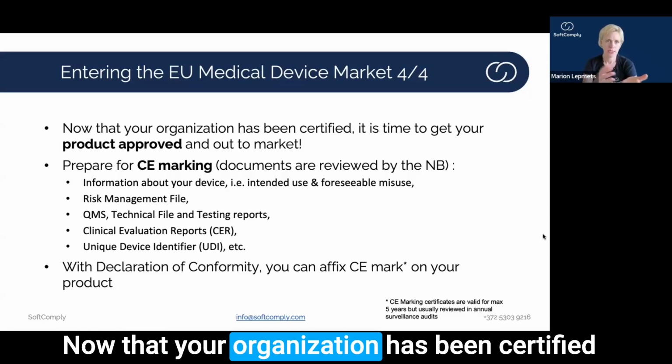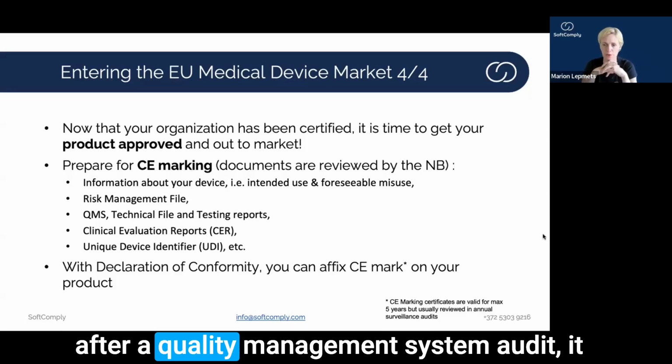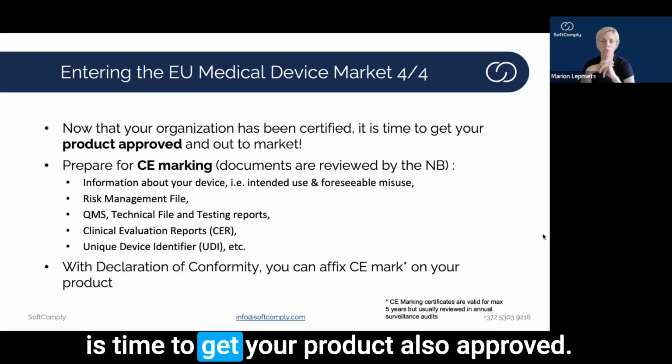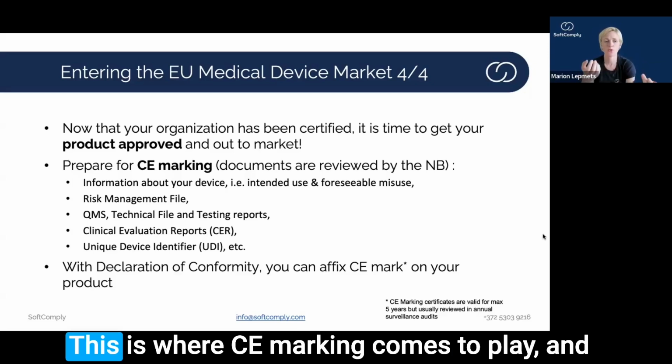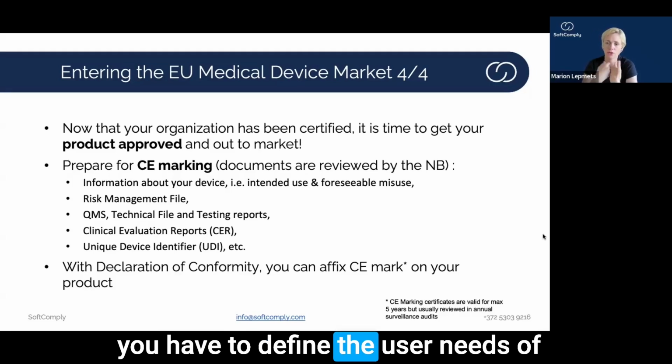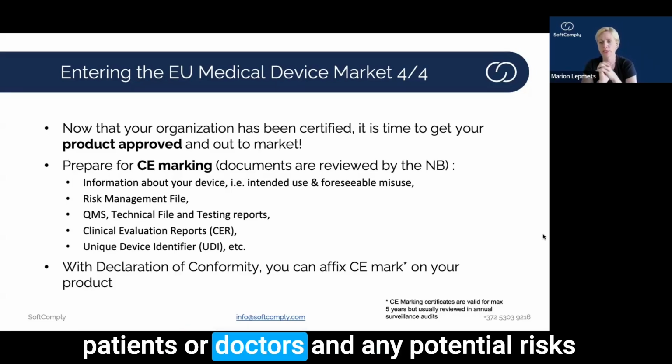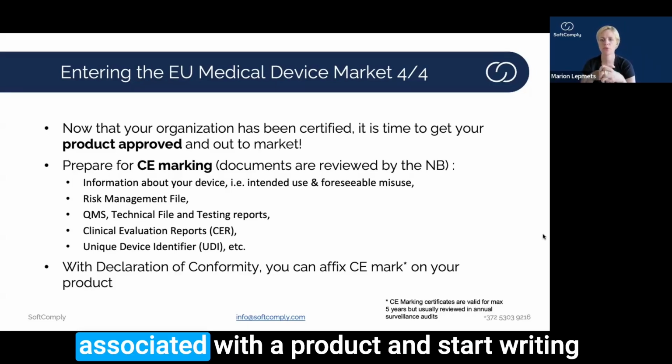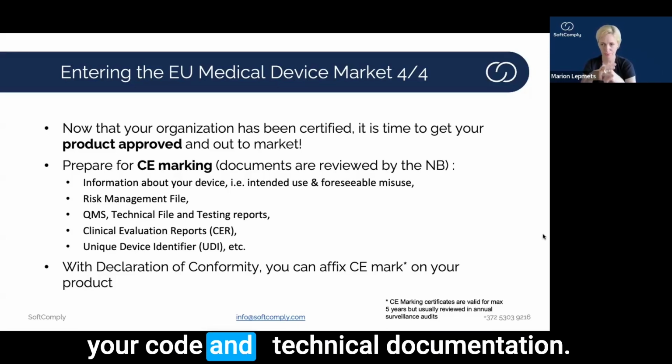Now that your organization has been certified after a quality management system audit, it is time to get your product also approved. This is where CE marking comes into play. You have to define the user needs of patients or doctors, identify potential risks associated with the product, and start writing your code or technical documentation.